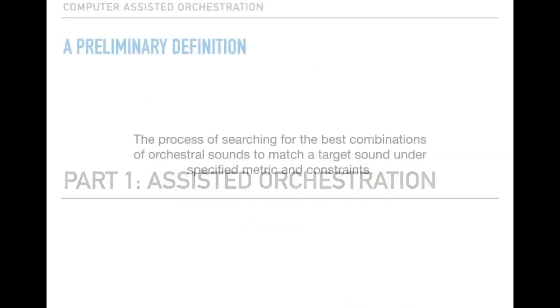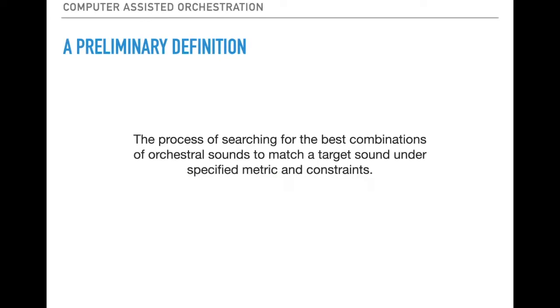Now, let me give you a quick overview on the problem of assisted orchestration. So we can start with a preliminary definition. Assisted orchestration can be seen as the process of searching for the best combinations of orchestral sounds to match a target sound under specific metric and constraints. Well, I don't see this as a very useful definition, but this is correct. This is somehow what I think is assisted orchestration, but I think we need some context to understand better this definition.